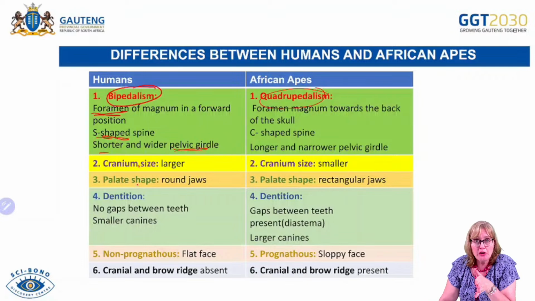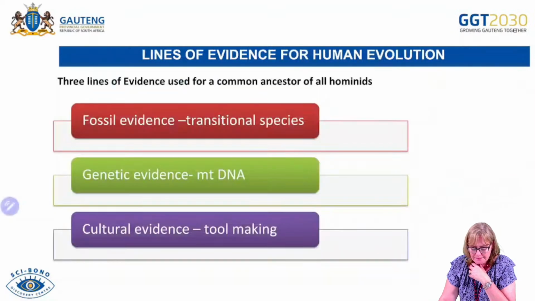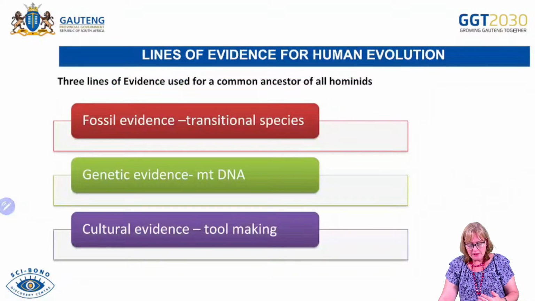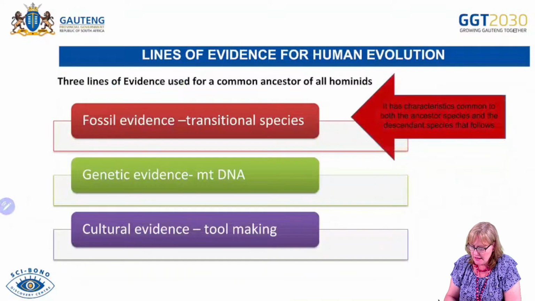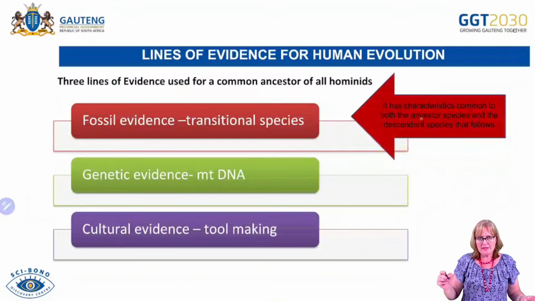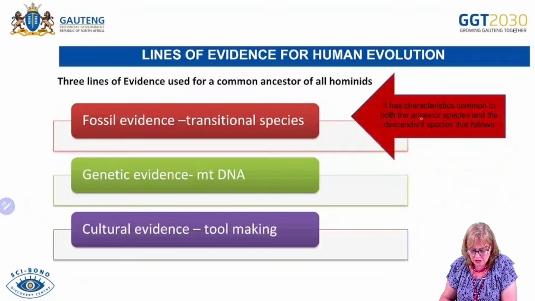Right, and I hope you know it by now because you were supposed to study for the prelims. Right, then human evolution also has 3 lines of evidence. Fossil, that's where we look at the transitional species. And remember, what is a transitional species? It's got the characteristics common to the ancestor and to the descendant. Right, so that's a transitional.